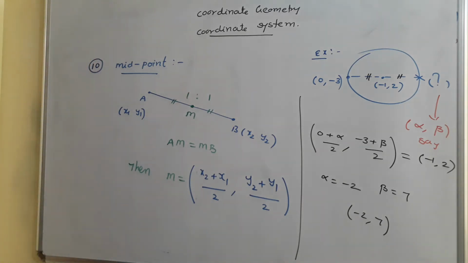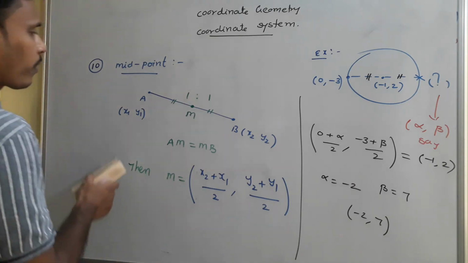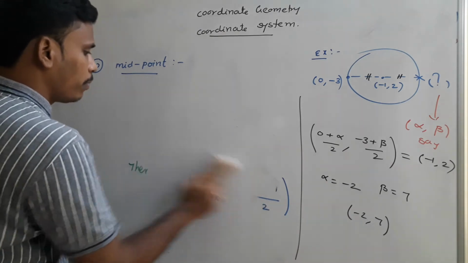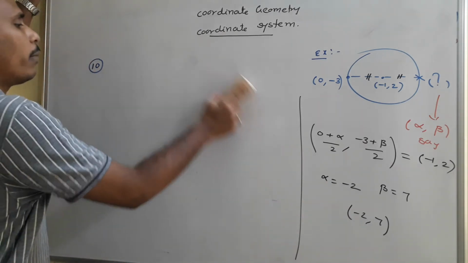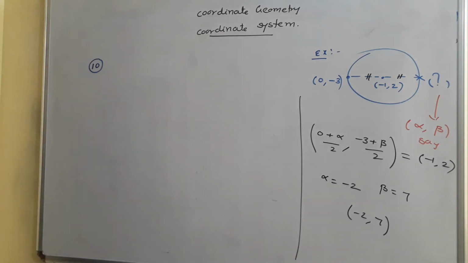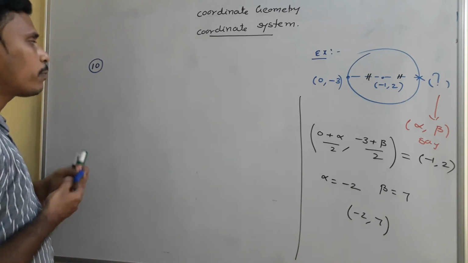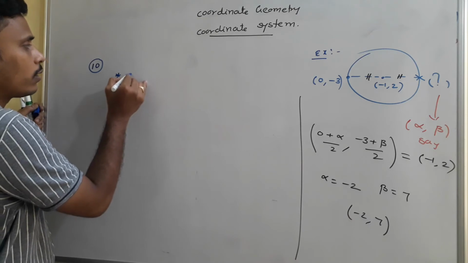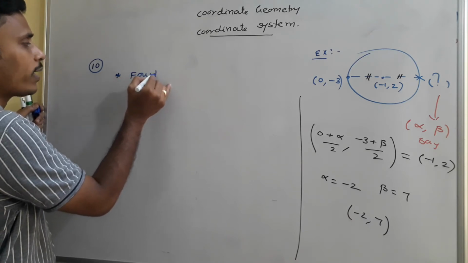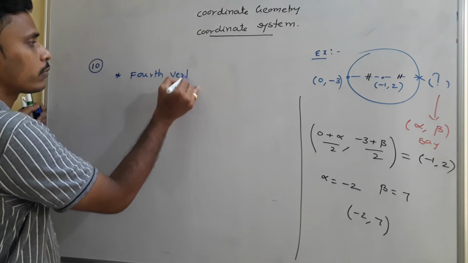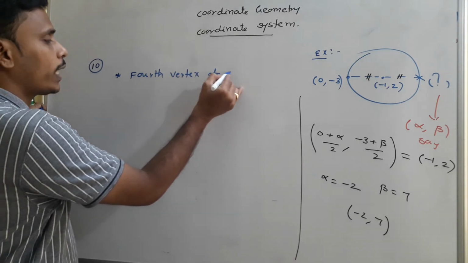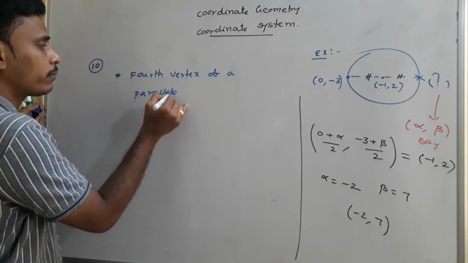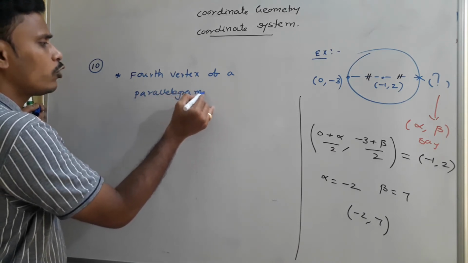And we have one more aspect related to this midpoint. I will erase this. The other thing is simply finding the missing fourth vertex of a parallelogram. Using the midpoint, we will have another useful one: the fourth vertex of a parallelogram if three vertices are given. You just think about it.